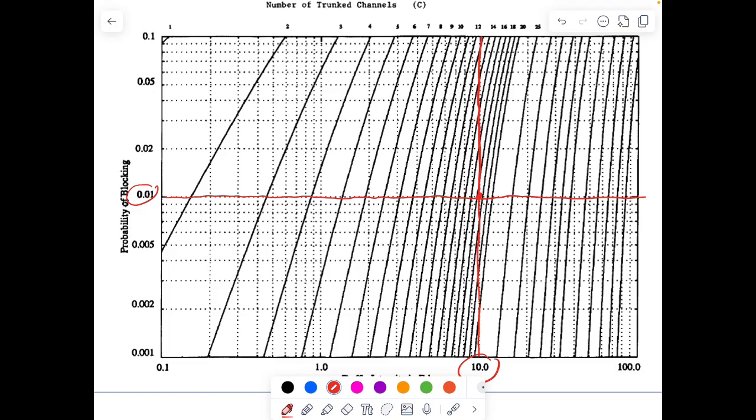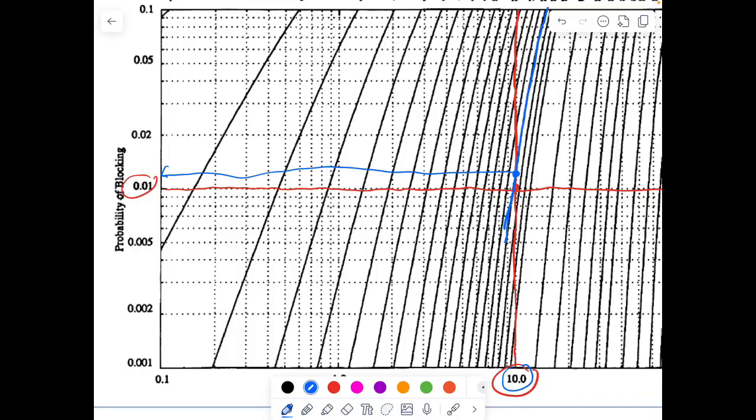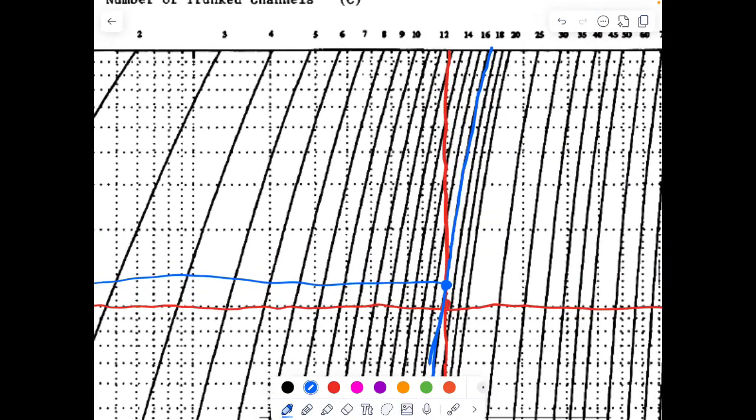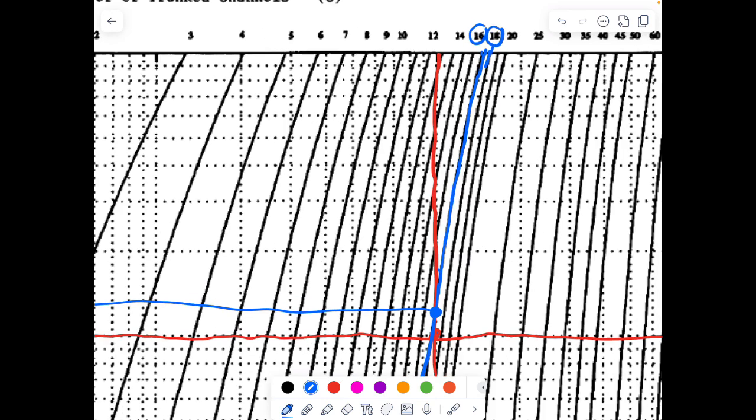So let's see what you can do. If you use this, then if it's 10, it's going to cut over here. So that means the blocking probability is going to be a little bit higher than 0.01. So maybe you increase the number of channels. So instead of 16, is it 16 or 17? You use 18. So 18 is right here.